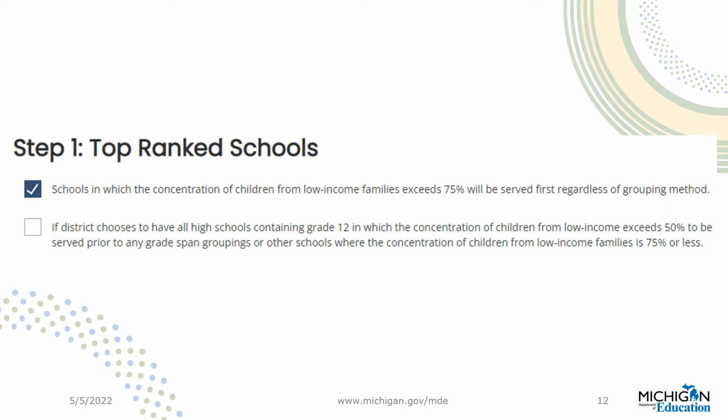On the next screen, ranking methodology, LEAs with Title I programs and 1,000 or more students will need to make some choices about how their schools will be ranked. In the first step, the default of serving all schools with a poverty percentage of greater than 75% will be checked. This is required for such districts, and LEAs will not be able to deselect this option. LEAs will have the option to also rank high schools with greater than 50% low income above high schools with 75% or less low income, and include them in the first groups of schools to be served.